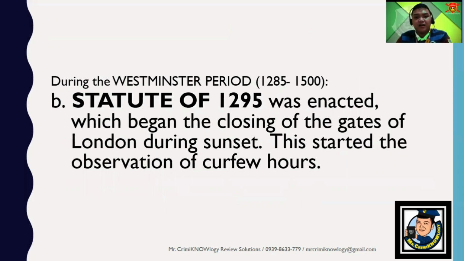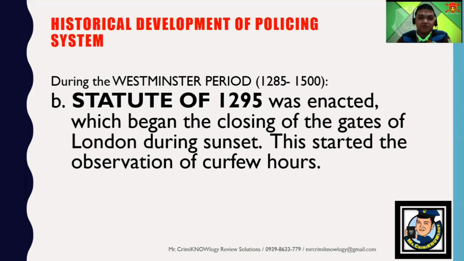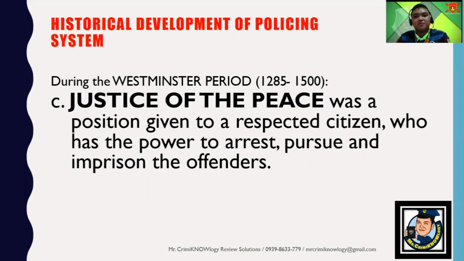The Statute of 1295 was enacted, which began the closing of the gates of London during sunset. This started the observation of curfew hours. So we can trace back the practice of curfew to the Statute of 1285, the Westminster period. The justice of the peace was a position given to a respected citizen who had the power to arrest, pursue, and imprison the offender.